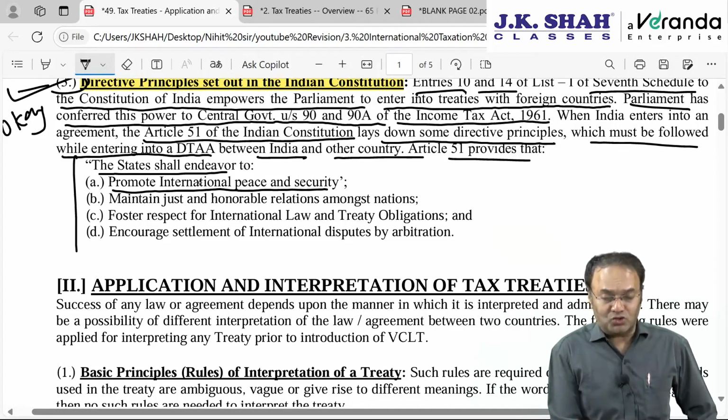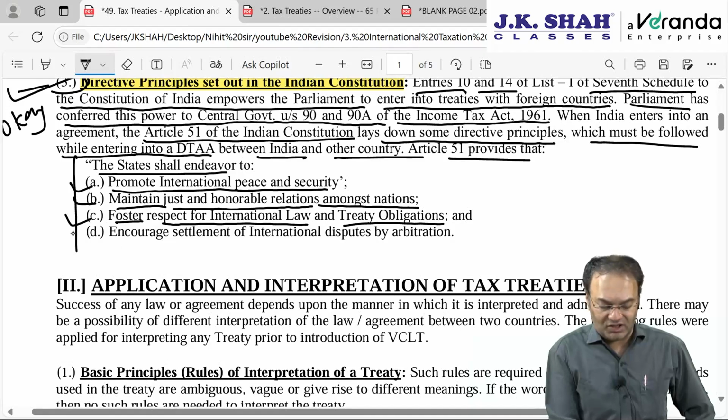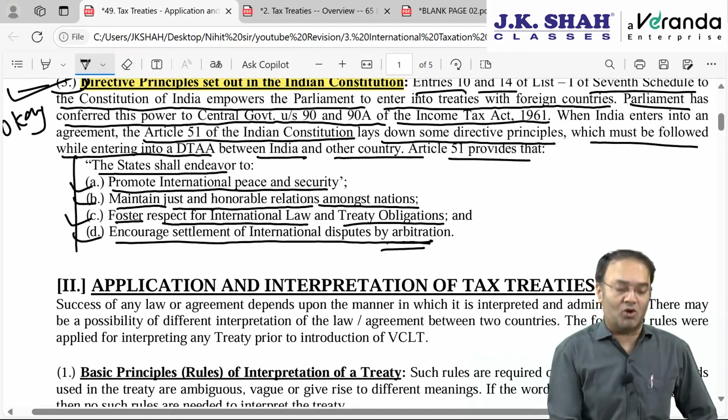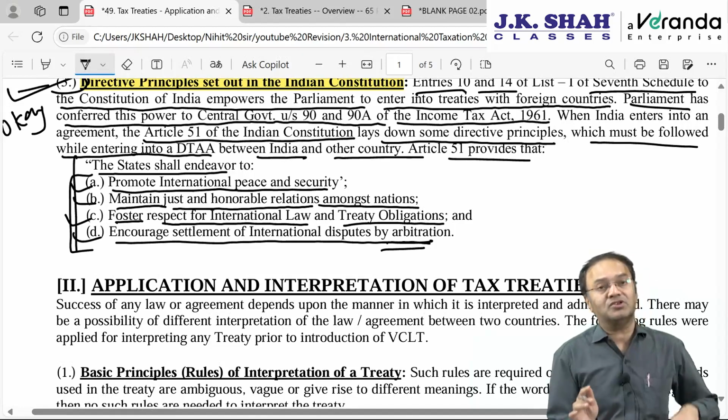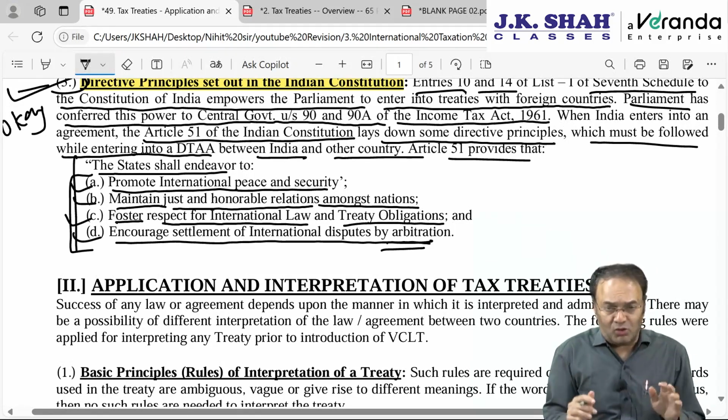So, the idea is that the states, that is countries, should try to promote international peace and security. Second, maintain just and honorable relations amongst each other, and foster respect for international law and treaty obligations. And the last one is to encourage settlement of international disputes by arbitration and not by war. Okay, these are the 4 principles set out. It is optional up to India to follow or not to follow in its entirety.